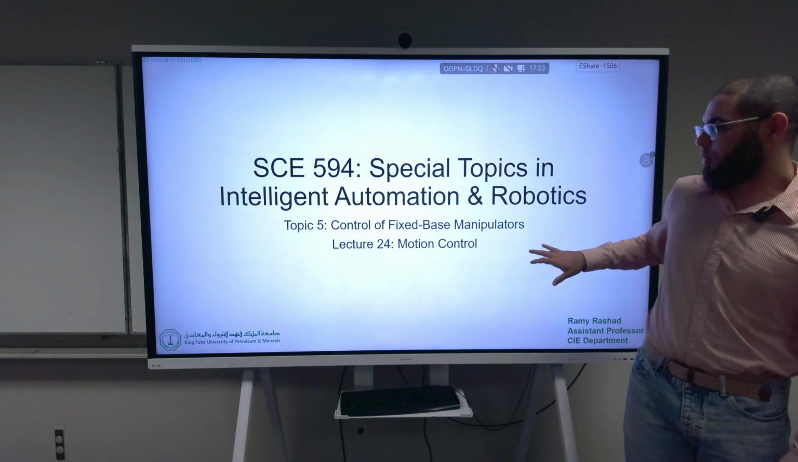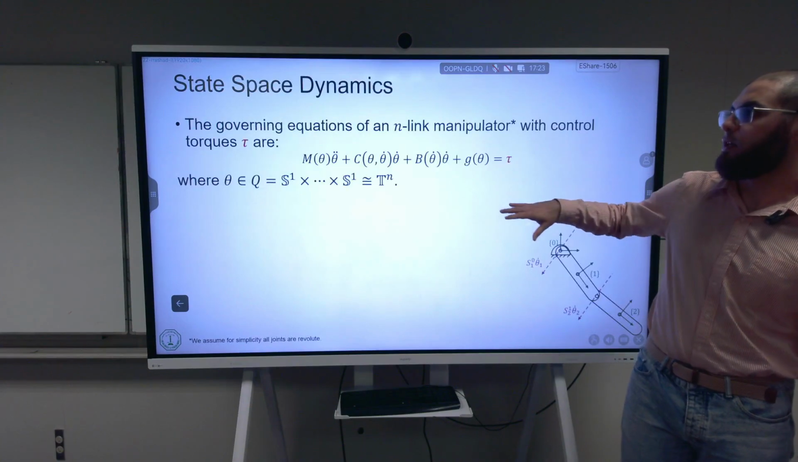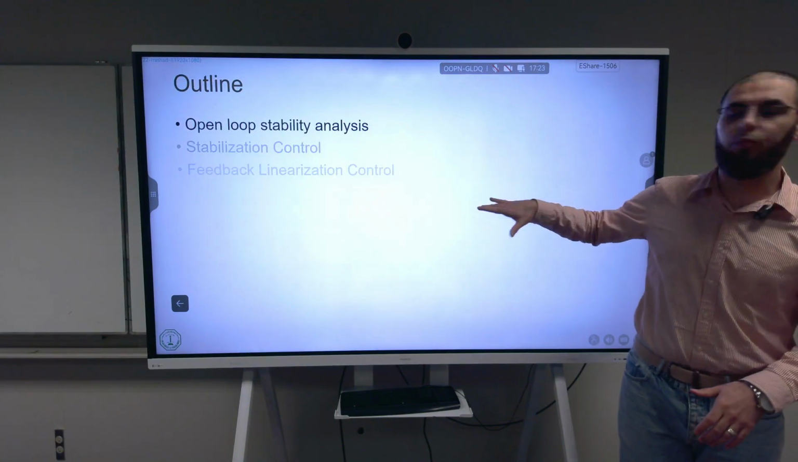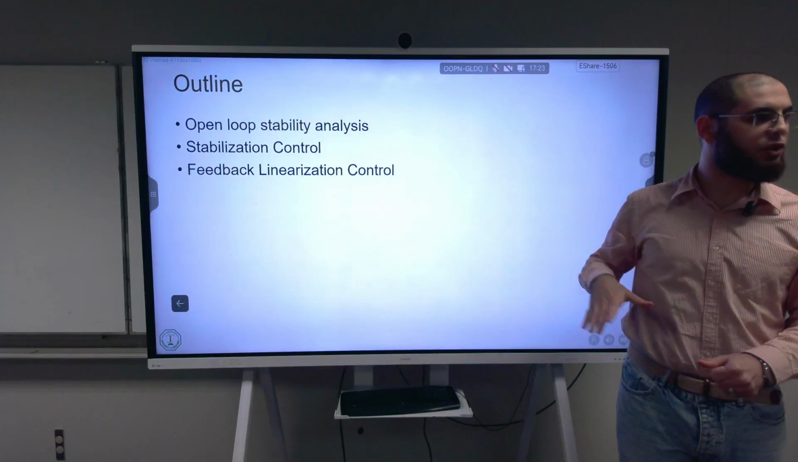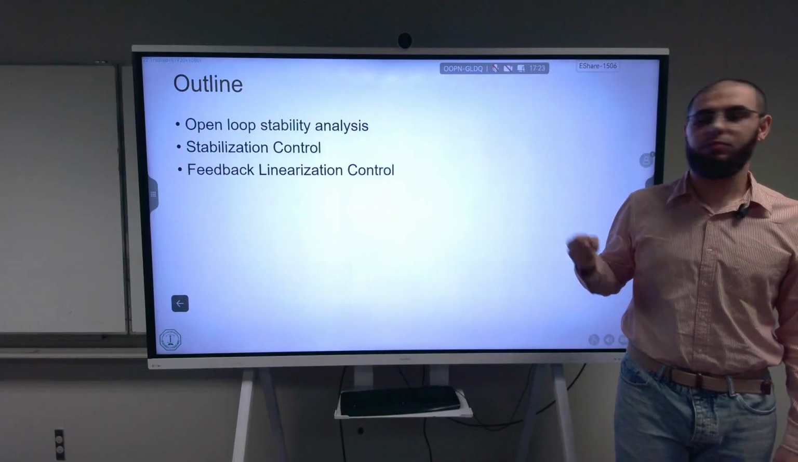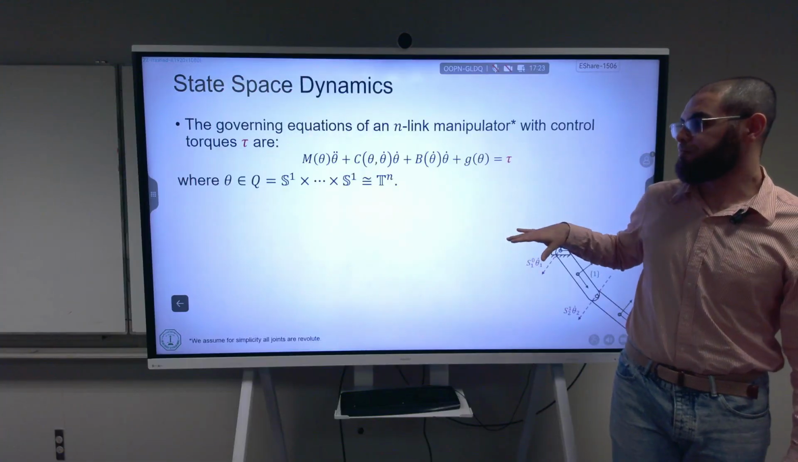Okay, so let's start with the discussion first about the open loop analysis of that system. So first we're going to be looking at the open loop analysis, then we're going to be looking at stabilization control, then I'll contrast what we're going to be doing in the stabilization part to what's known as the feedback linearization, which some of you might be familiar with.